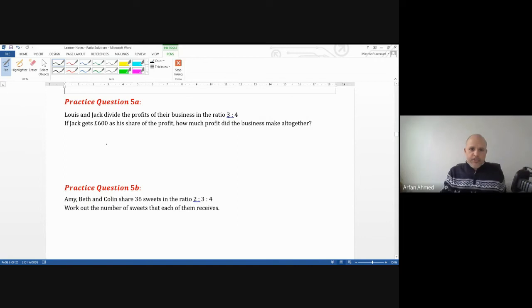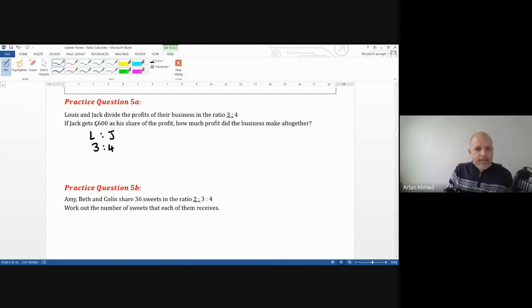So practice question 5A. Lewis and Jack divide the profits of their business in the ratio 3 to 4. If Jack gets £600 as his share of the profit, how much profit did the business make altogether? Okay, so let's write the ratio down. I always write the ratio down first. What does the 3 represent? So 3 is for Lewis, 4 is for Jack.